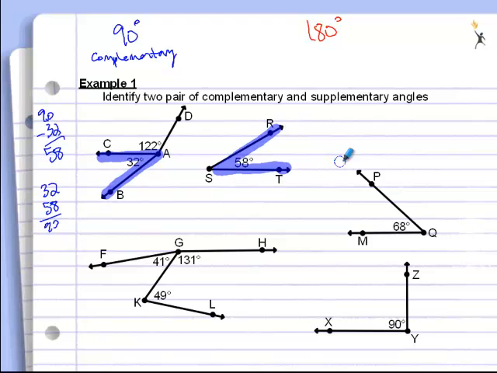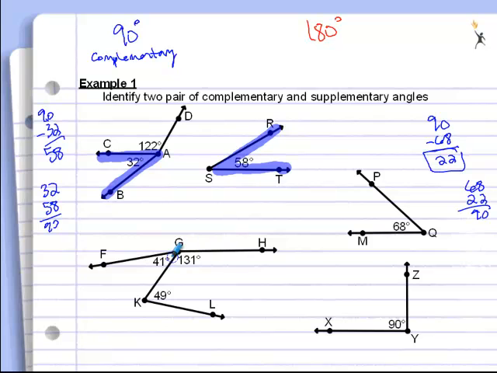Okay, what else? Let's look at this guy. 68. Can we use 68? The answer is yes. But if we were to use 68, we would have to find a 22 degree angle to use with it, because 68 and 22 add up to be 90. But we don't have a 22 degree angle out here, so we can't use him. Let's go to the next one.